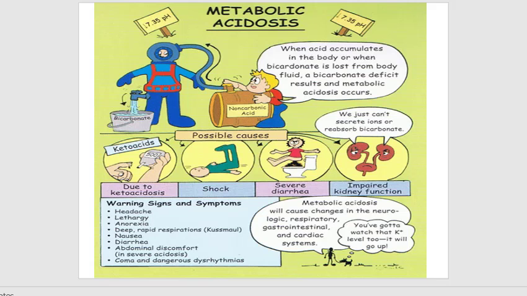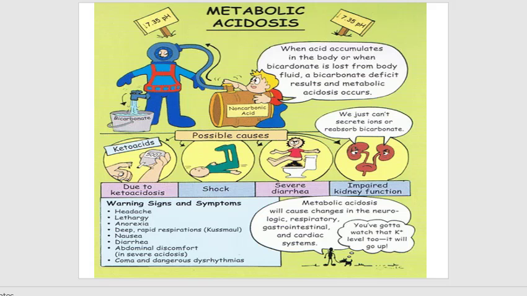If your cells are not getting the oxygen they need, they will start making energy without the use of oxygen. And when it does that, the byproduct is lactic acid, okay? So metabolic acidosis from shock is caused by lactic acidosis.